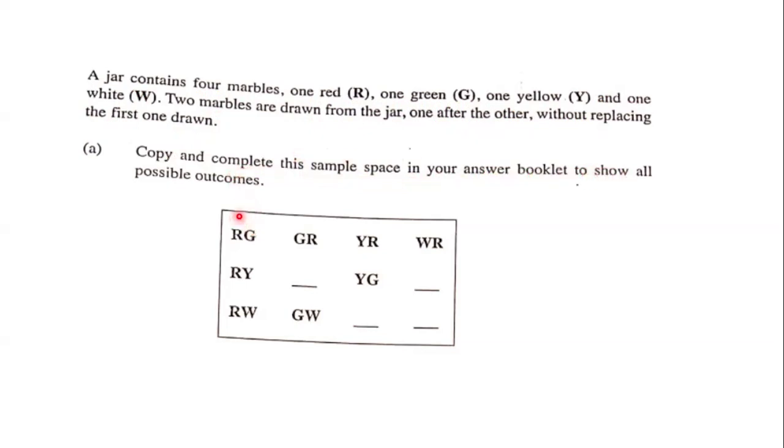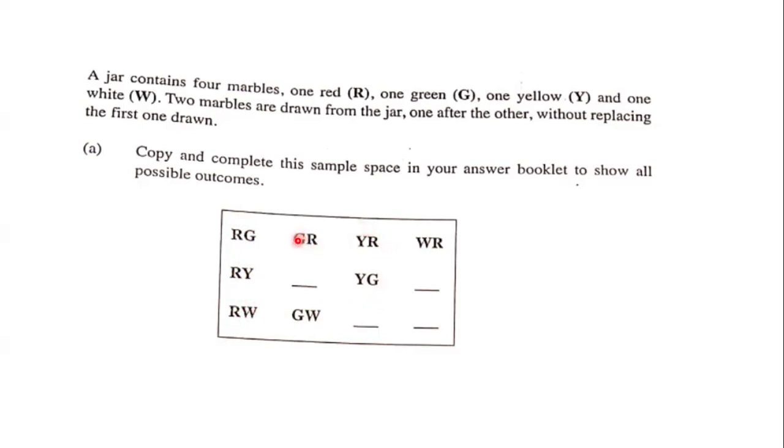So for this one, the first one we got was R, and the second one we got was G. For this one, the first one we got was red, the second one we got was yellow. The next one, the first one we got was R, the second one we got was W. So this is just showing all of the possible outcomes that could happen, right?